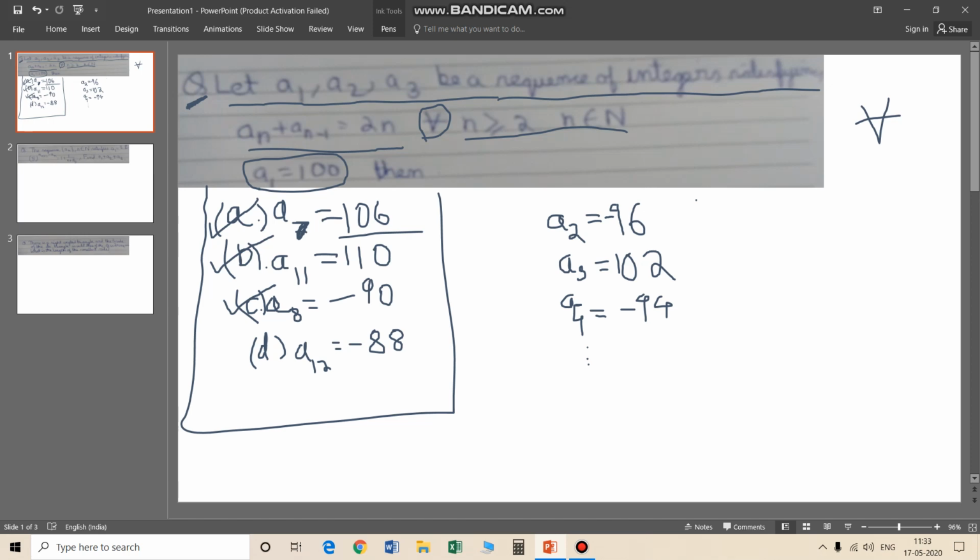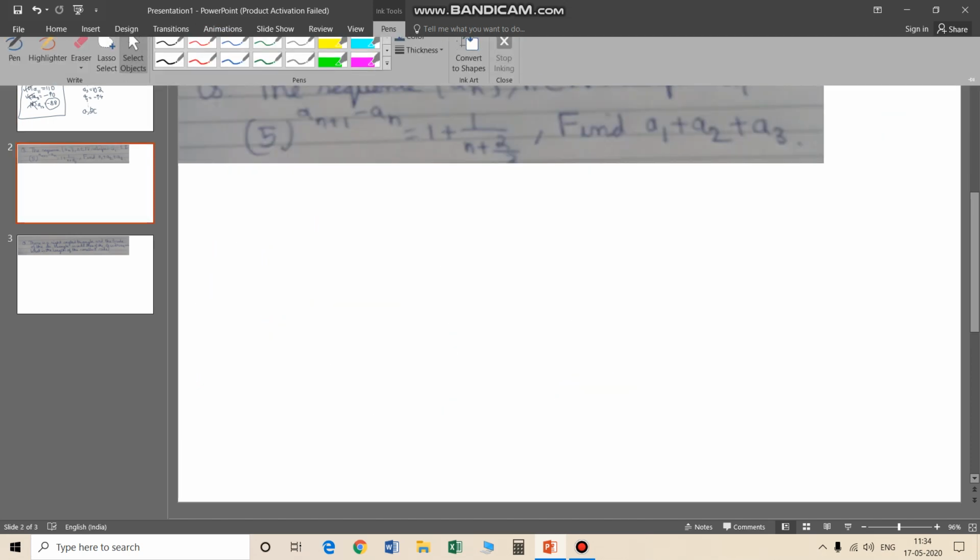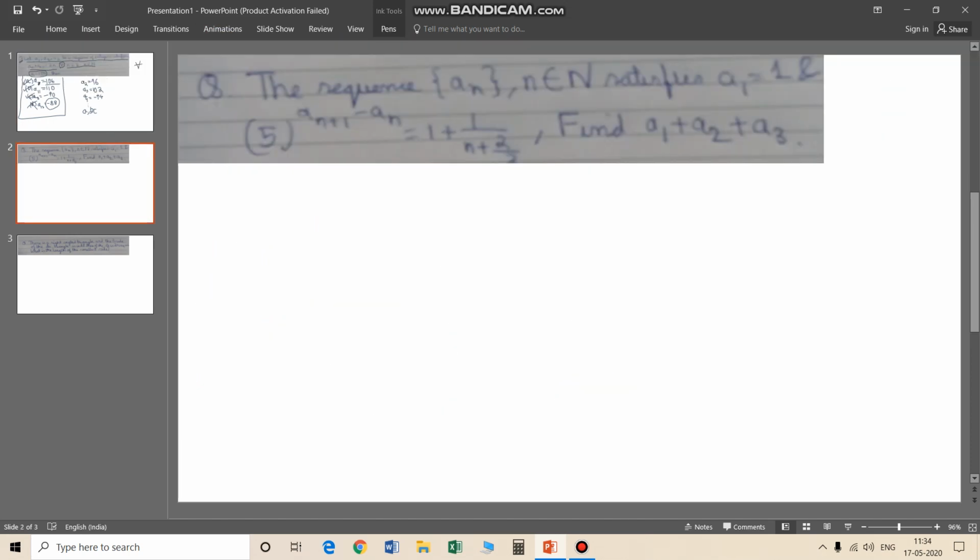A2 is minus 96, A4 minus 94, A6 minus 92, and A8 is minus 90. But A10 is minus 88, A12 is minus 86, not minus 88. This is wrong, so option D will not be the answer. Done. Answer is A, B, C. Done. Moving on to the second question of sequential series.